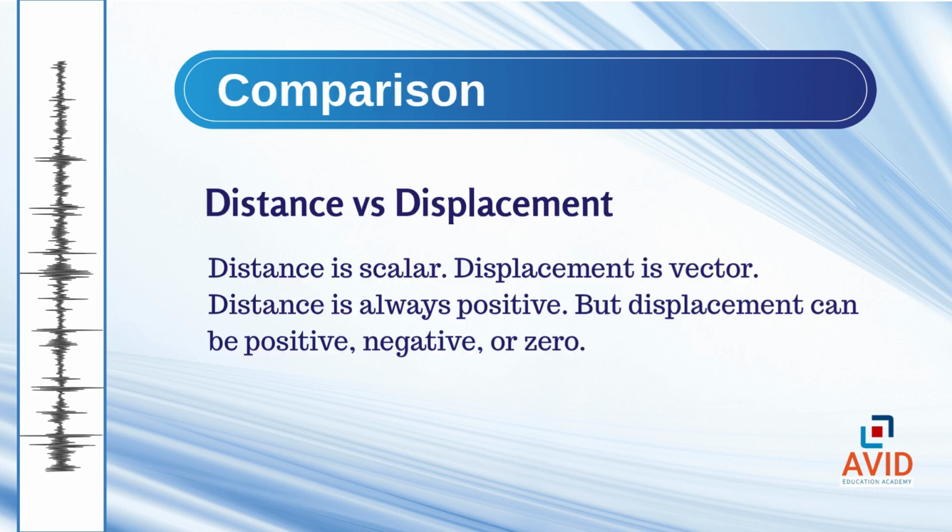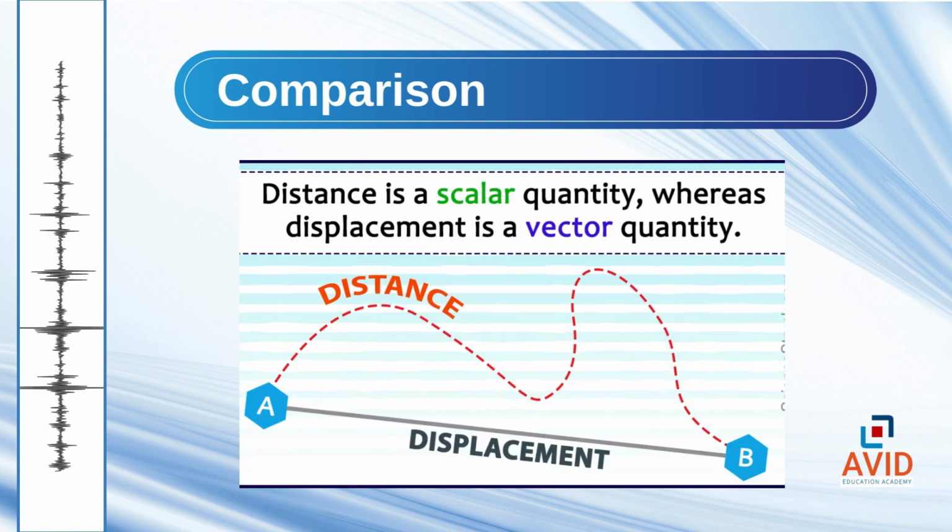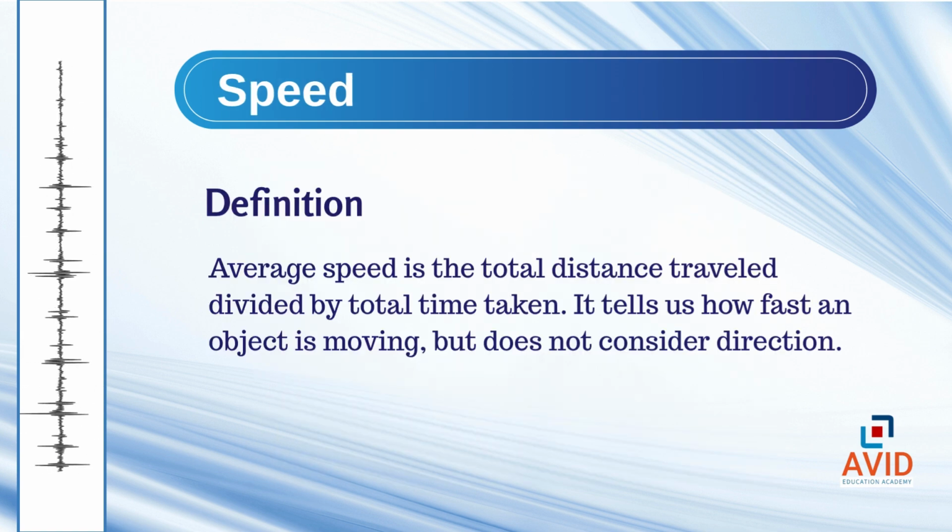Let us now compare. Distance is scalar. Displacement is vector. Distance is always positive, but displacement can be positive, negative, or 0. Now we will understand speed and velocity.